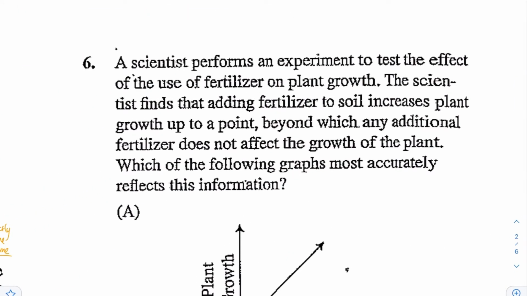All right, next for number 6, a scientist performs an experiment to test the effect of the use of fertilizer on plant growth. The scientist finds that adding fertilizer to soil increases the plant growth up to a certain point, beyond which any additional fertilizer does not affect the growth of the plant. So just too much fertilizer. Which of the following graphs most accurately reflects this information?